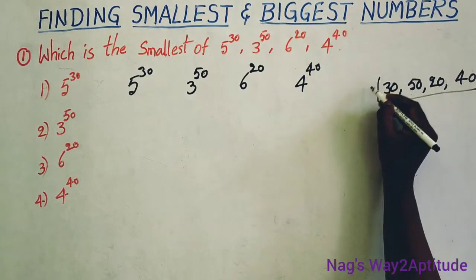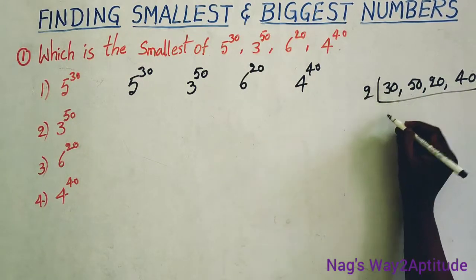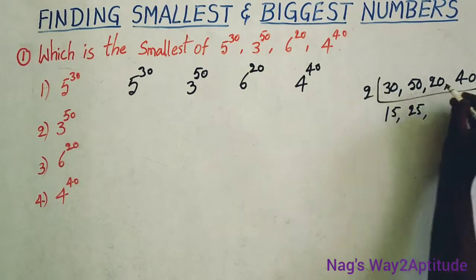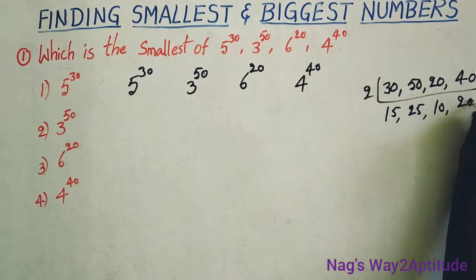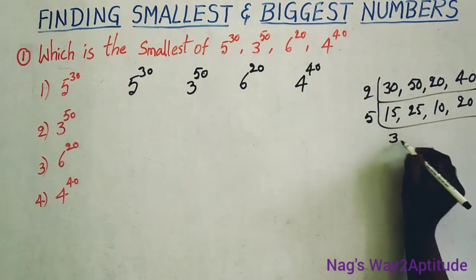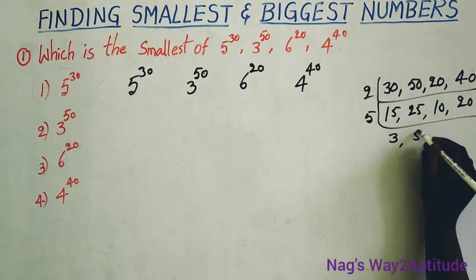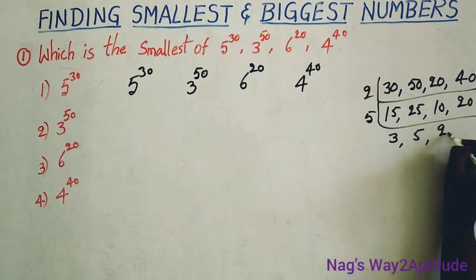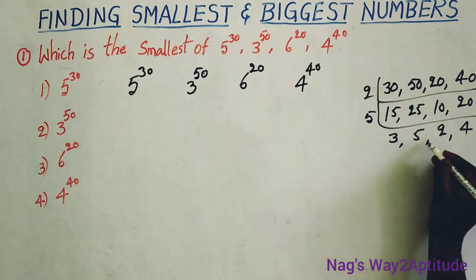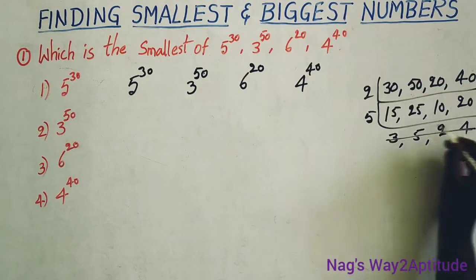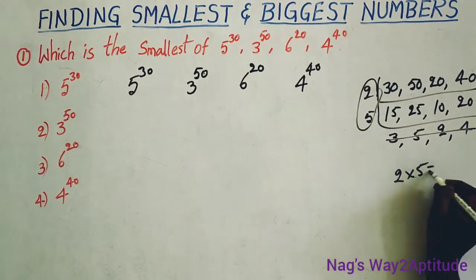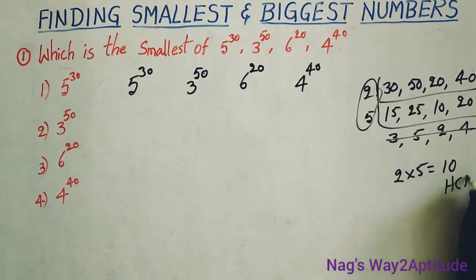If you take 2, it goes into 30 15 times, and in the others 25, 10 and 20. Now you can take the 5 table. 5 takes 15 3 times, 5 takes 25 5 times, 5 takes 10 2 times, and 5 takes 20 4 times. And in 3, 5, 2, 4 there is no common factor. So the HCF will be 2 into 5, which is 10. This is the HCF.